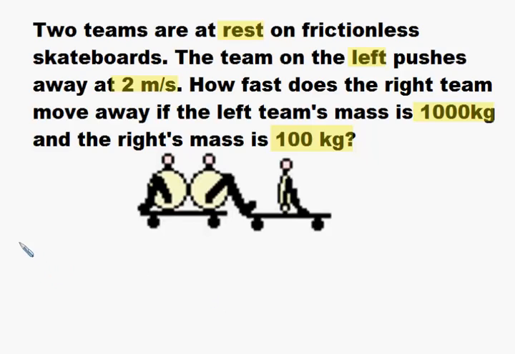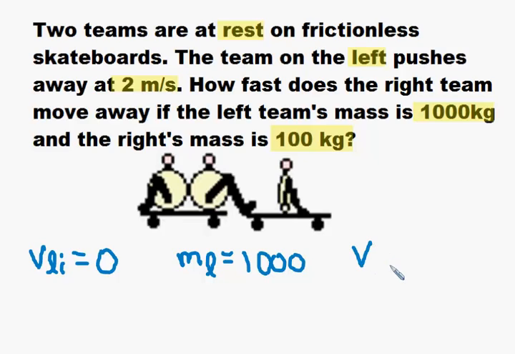All right, first I'm going to write out my givens. I'm going to start my givens out with the team on the left. I start out with the velocity, the left team initial. In the beginning, before they push away, they're at rest, so it's 0. And then in the middle, I always put the masses. So the mass of the left team is 1,000 kilograms.